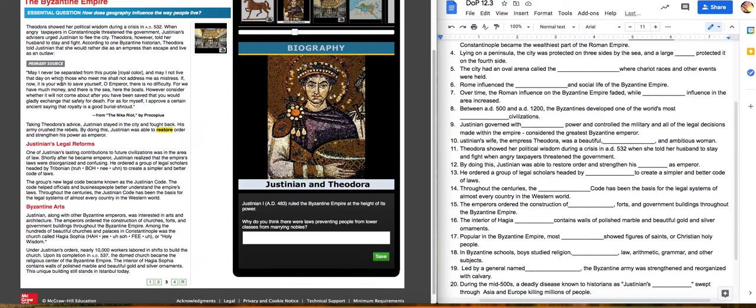If now it is your wish to save yourself, O Emperor, there is no difficulty, for we have much money, and there is the sea. Here are the boats. However, consider whether it will not come about after you that you have saved, that you would gladly exchange that safety for death. For as for myself, I approve a certain ancient saying that royalty is a good burial shroud. In other words, let's stay and fight.